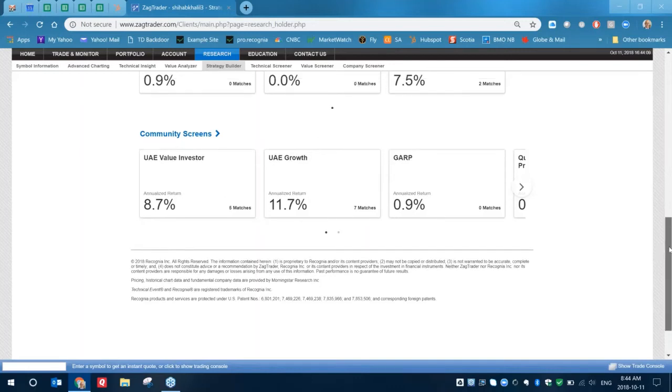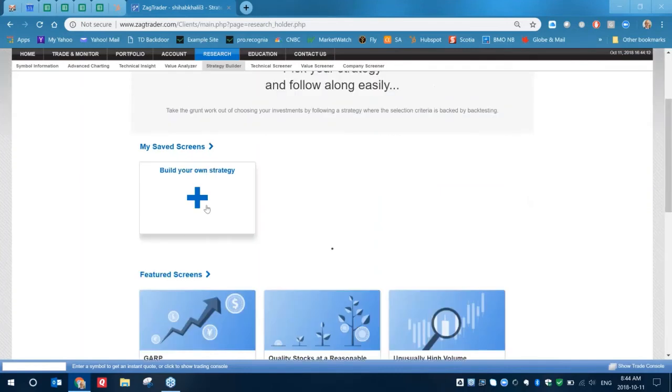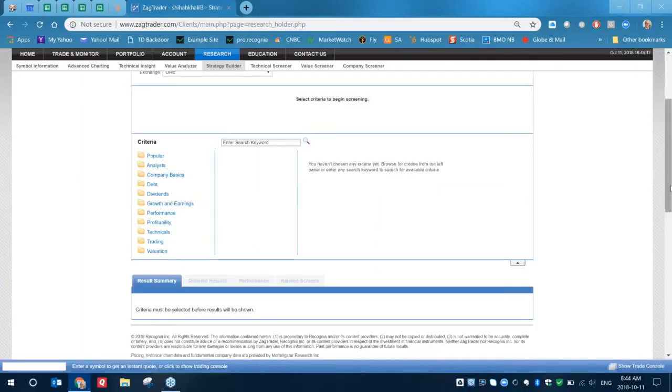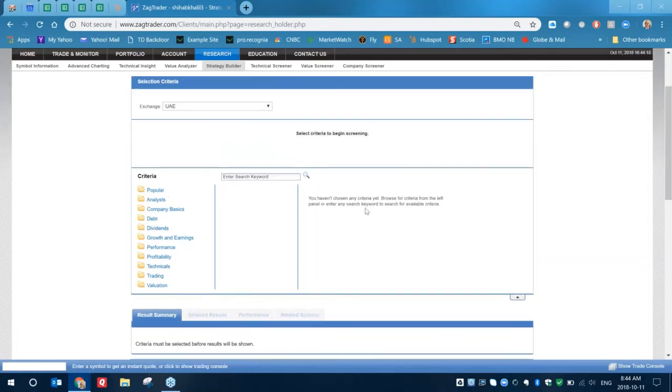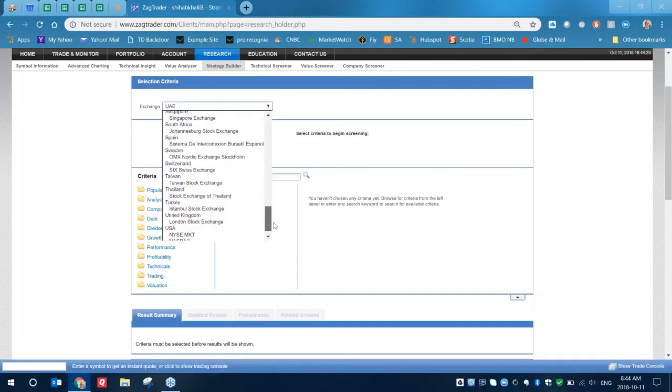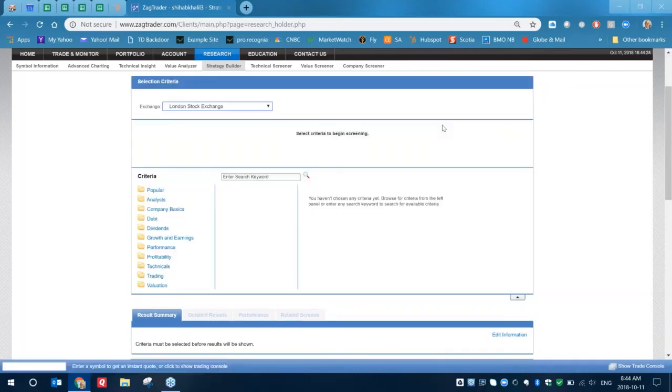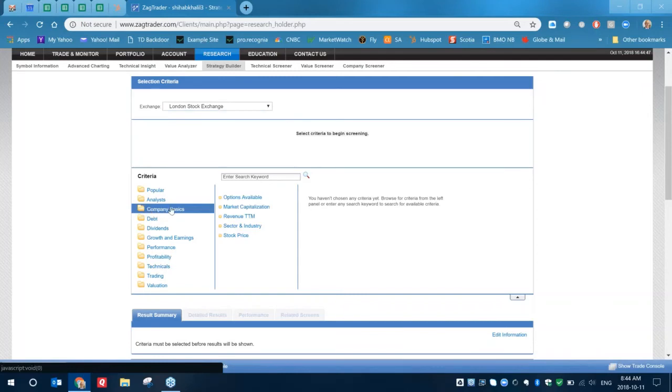To show you what's possible, I like to go about building my own screen. So I'm going to say build my own. And then what I basically get is a screen that allows me to pick which exchange I want to screen on, and then a whole series of criteria that I can use to build my investment strategy. For the purpose of this presentation, I'm going to pick the UK. So I'm looking for stocks on the London Stock Exchange. And what kind of strategy do I want to build? Well, I'm looking for well-established large cap UK stocks. I'm going to find market cap in this folder called Company Basics. And all the different criteria are stored in these folders.